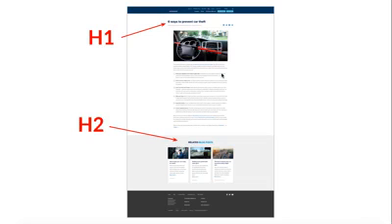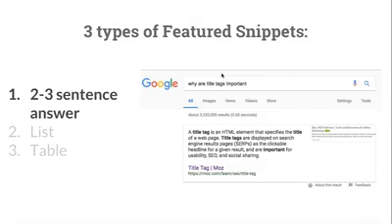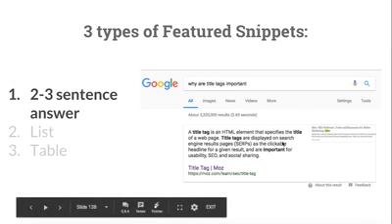So let's take a look at some tips for the H1, H2, H3 tags. You can use those tags for featured snippets and for optimizing for multiple keywords. There are three types of featured snippets. The first type is a 2 to 3 sentence answer. In this case, you can see a question and then a short answer that's 2 to 3 sentences.